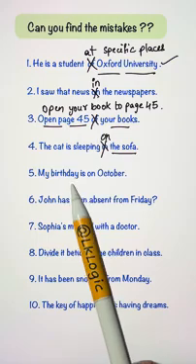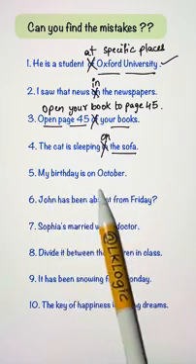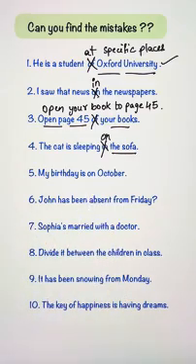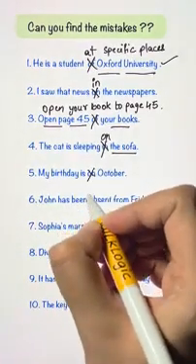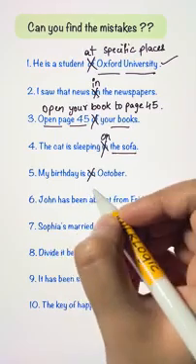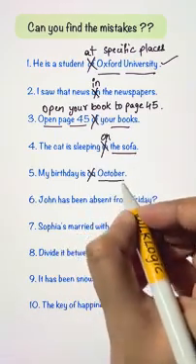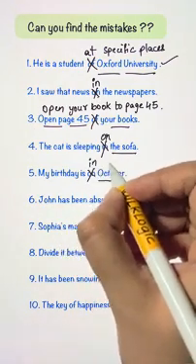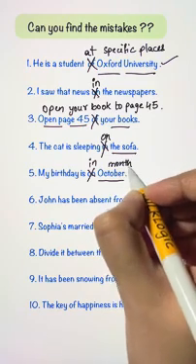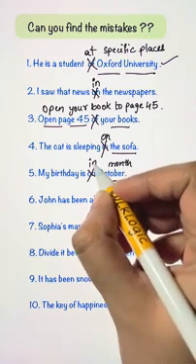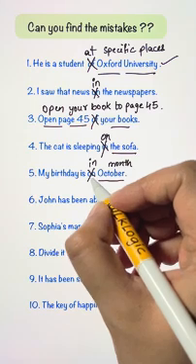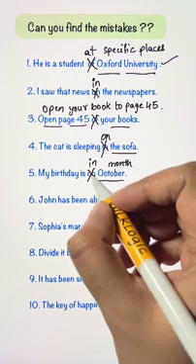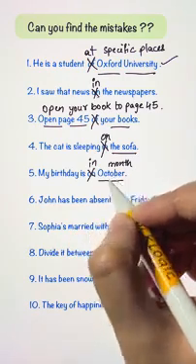Question 5. My birthday is on October. Now what's wrong with this sentence? Right? Everything looks okay. But we don't use on here. Why? Because for seasons, months and years we use in. This is a month, right? For seasons, months and years we use in. We use on for days or special dates, alright? On Monday or on Sunday, but in October.